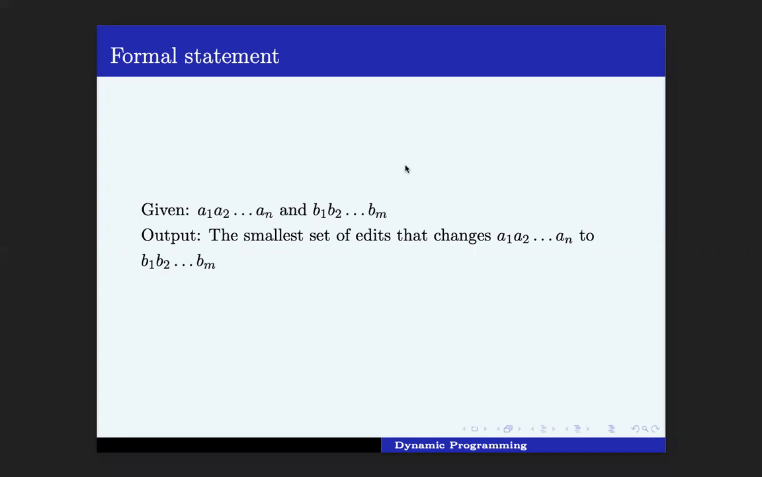Okay. So given a string A1 to AN and B1 to BM, the minimum number of edits that you need is fixed. That is something I want, the minimum. Now the algorithm for finding the minimum, I'm saying, everybody has to give me some algorithm for that.